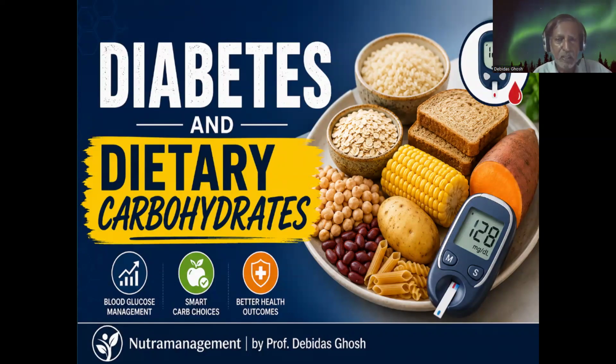Today we discuss diabetes and dietary carbohydrates. We know that diabetes is mainly a carbohydrate metabolic disorder. So from the dietary control of diabetes, the main regulatory process is the inclusion of carbohydrate in the diet.